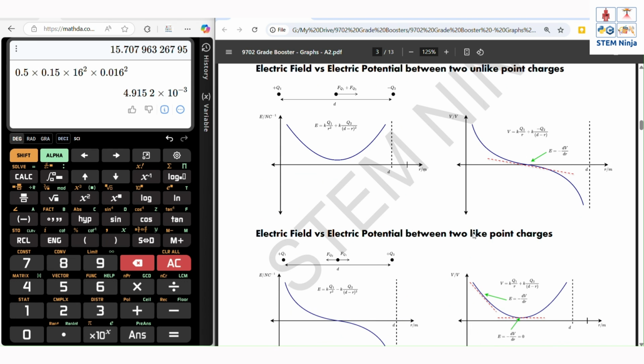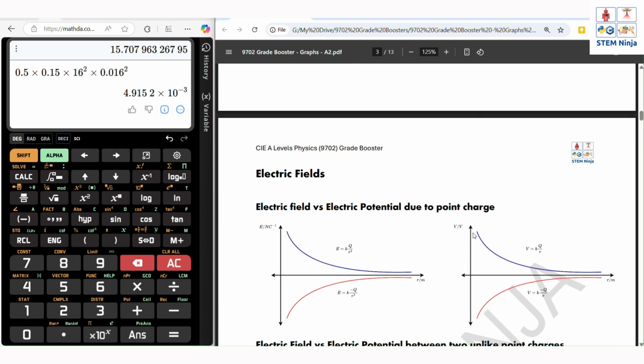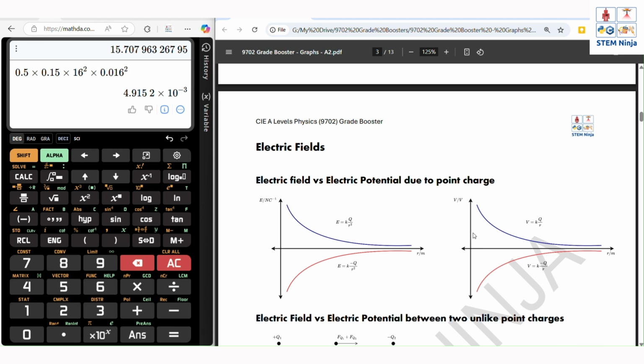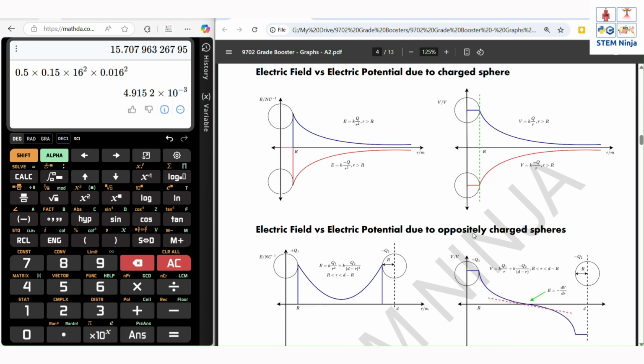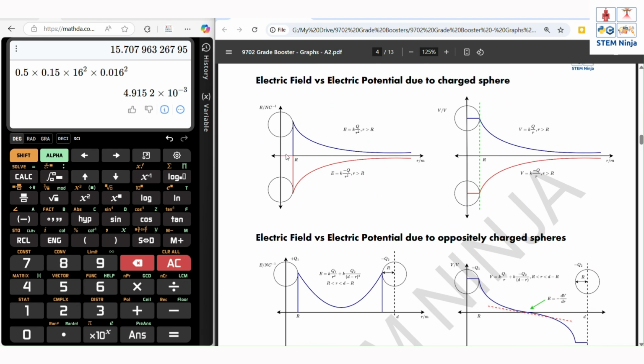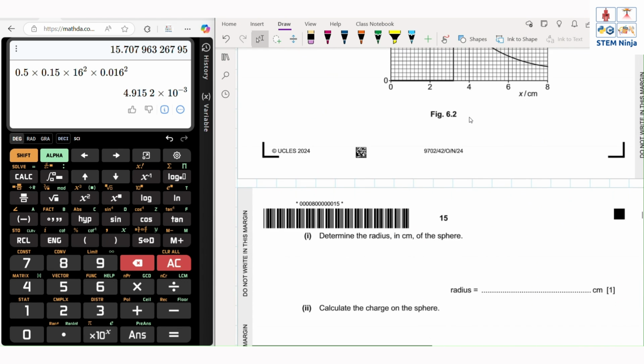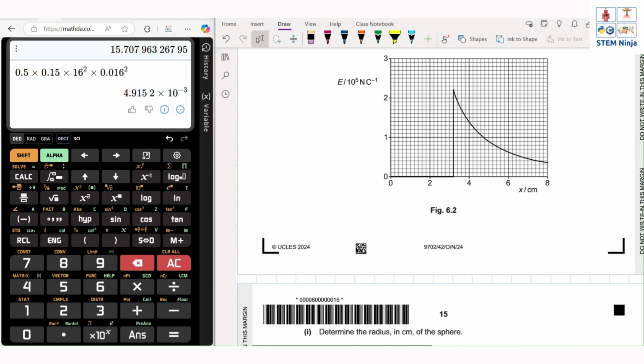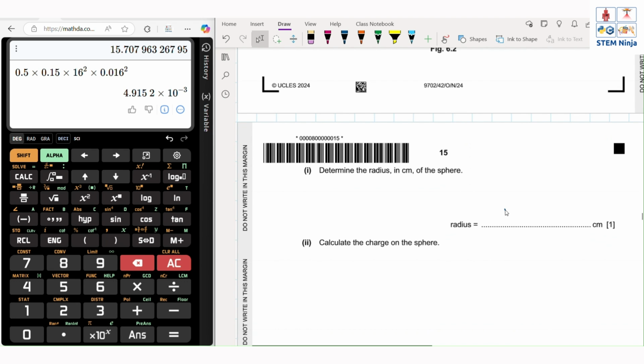So we go back over here with the charged sphere. So like this, electric field is zero, but potential would be constant. So no potential difference, no electric field. Okay. So radius would be up until this point. So this appears to be 3. This would be 3.2 centimeter.